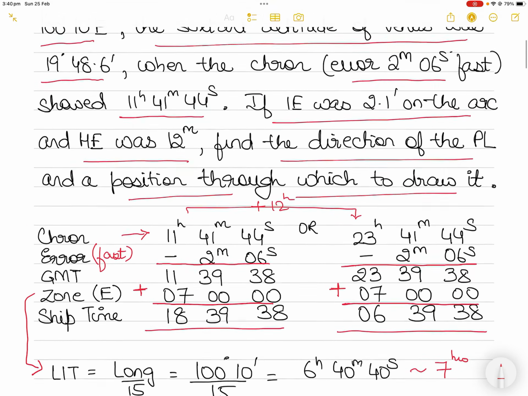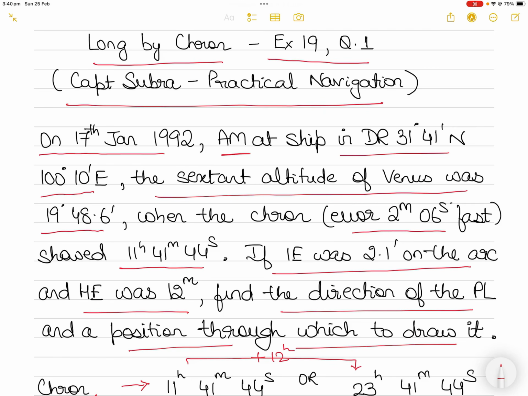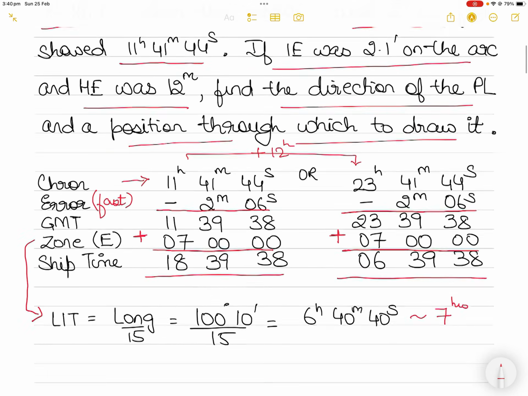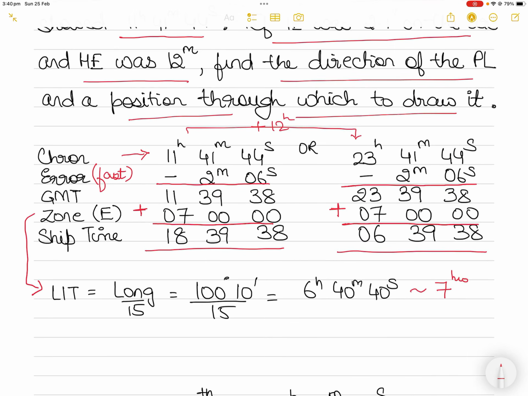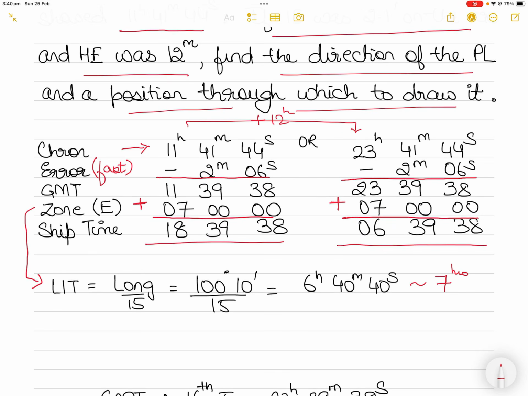So let us go back to the question and see what is the hint given to us. The hint given to us in the question is that it is AM at ship. So it's 17 January and AM at ship. So the second case would be the correct case. So that is the correct case. If it is 17th January on the ship and it's morning, I will write 17th January here. And I am 7 hours ahead of GMT.